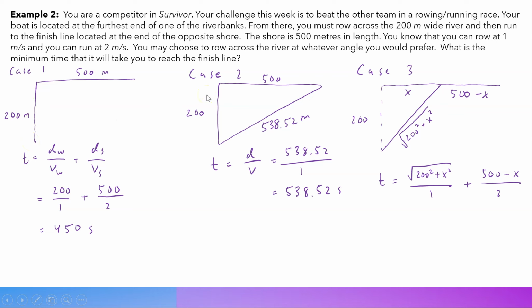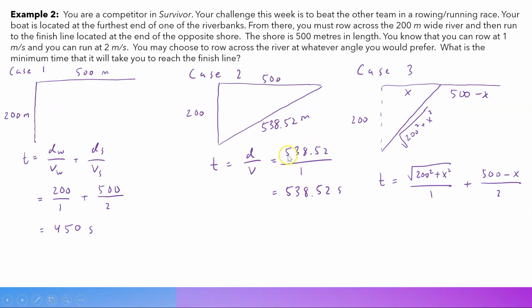Now the second case is to just swim right from this point, to swim all the way to the finish line and to not run along the shore at all. Now the distance of this right triangle here, so the distance that you would have to swim, would be 538.52 meters. So you would just use the Pythagorean theorem to determine the length of the hypotenuse. Now the time for this would be the distance covered, which is the 538.52, divided by the speed in the water, which is just 1 meter per second.